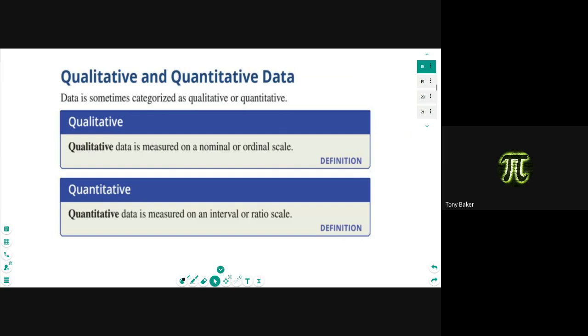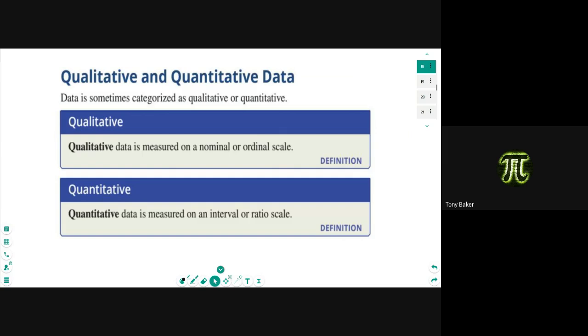But qualitative data, think about the beginning of it: quality. So they are qualities. The color of your hair is a quality. That would be qualitative data. Shoe size would be qualitative data. Your social security number, your phone number, your ID number, those would all be qualitative data points. Your grade, your letter grade for a class, that would be qualitative data.